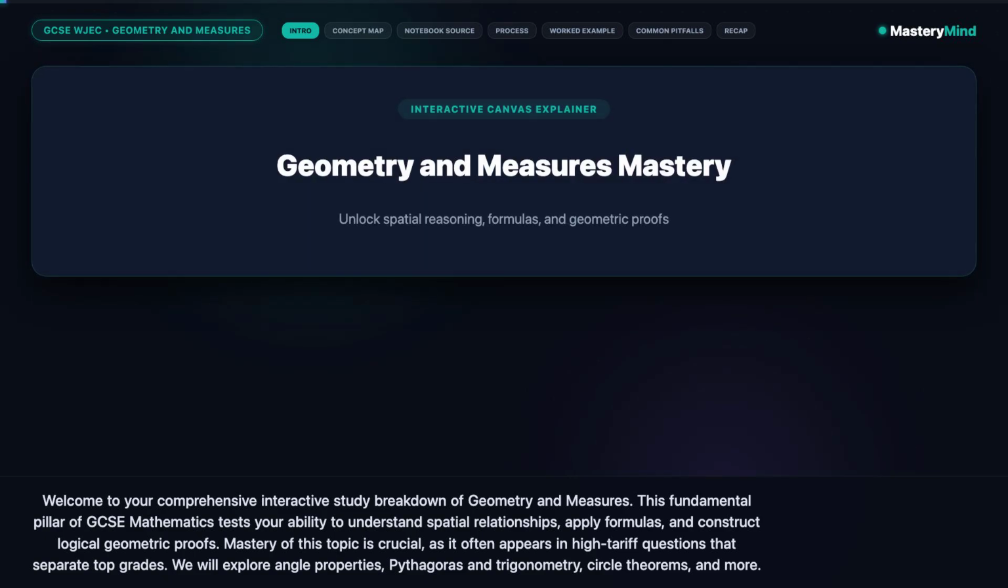Welcome to your comprehensive interactive study breakdown of geometry and measures. This fundamental pillar of GCSE Mathematics tests your ability to understand spatial relationships, apply formulas, and construct logical geometric proofs. Mastery of this topic is crucial, as it often appears in high-tariff questions that separate top grades. We will explore angle properties, Pythagoras and trigonometry, circle theorems, and more.